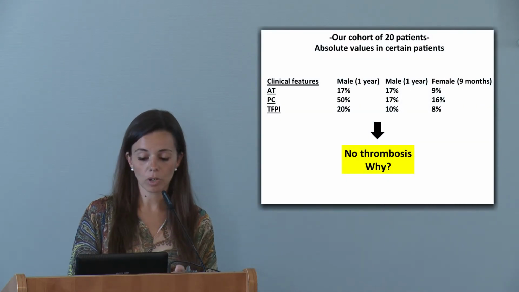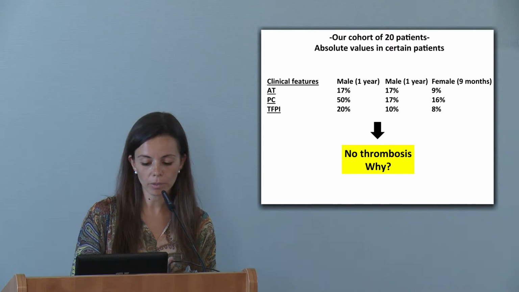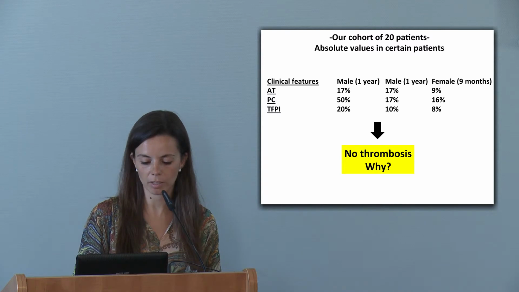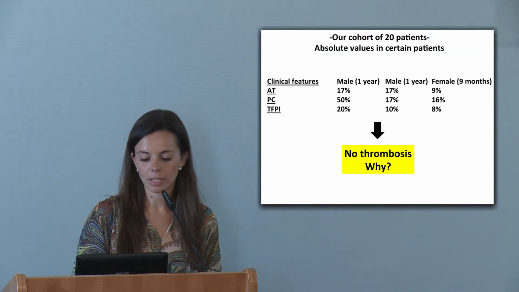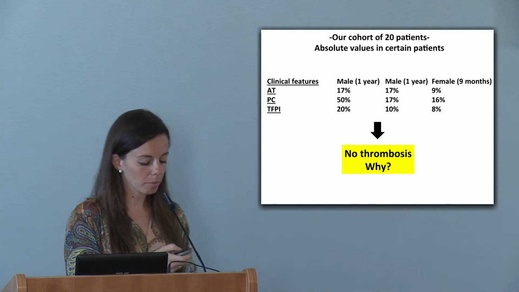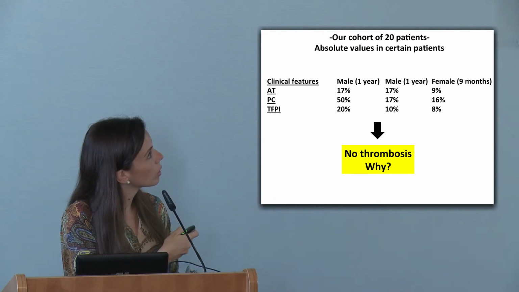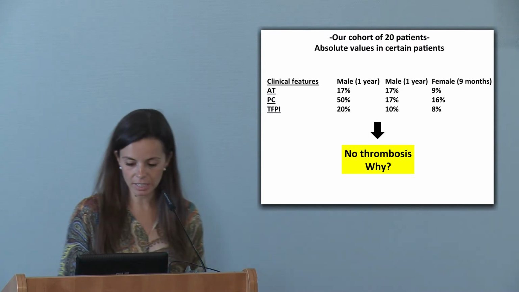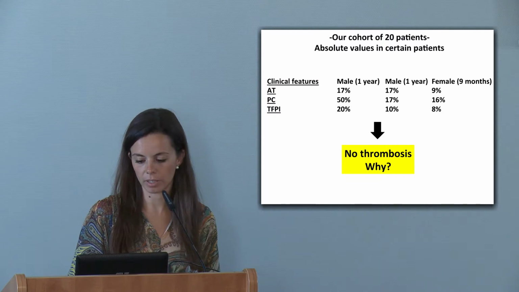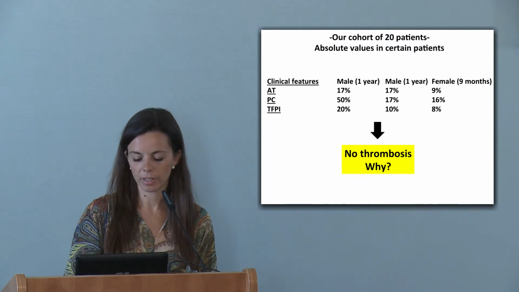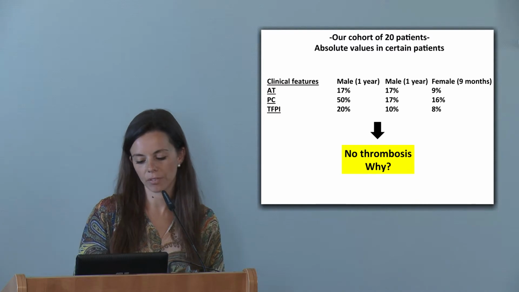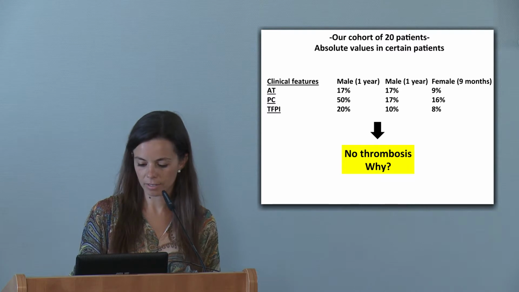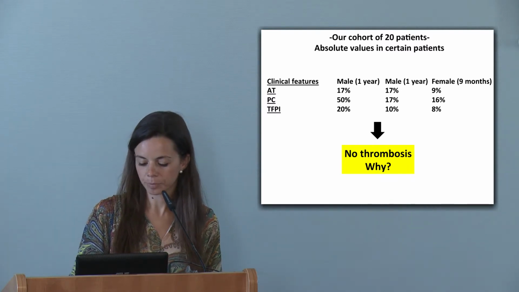In our cohort of 20 patients, we have 3 of them with very reduced levels of these 3 anticoagulants, antithrombin, protein S, and TFPI, below 20%. And one of them, as you can see here, has all these 3 anticoagulants with levels below 16%, and it was very, very remarkable because they do not have thrombosis so far. So we wonder why it is like that.